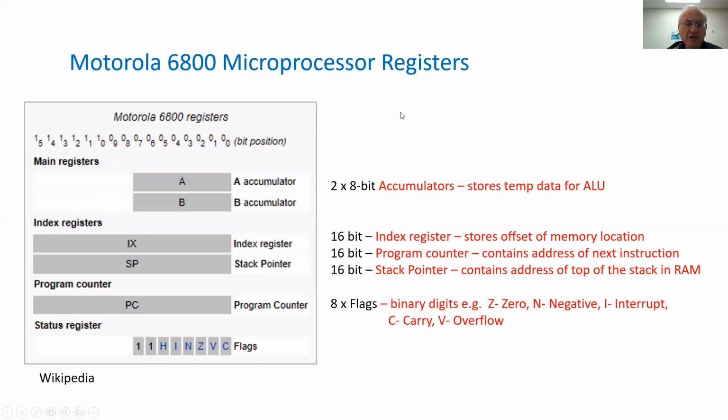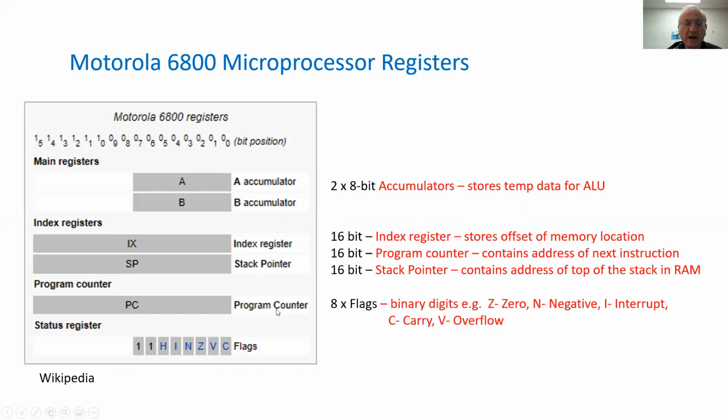The registers of the 6800 are listed over here in a little bit more detail. There are 2 accumulators, A and B. Each is an 8-bit accumulator, which stores the temporary data that goes into the arithmetic and logical unit, ALU. Then there is an index register which stores the offset to the memory location.